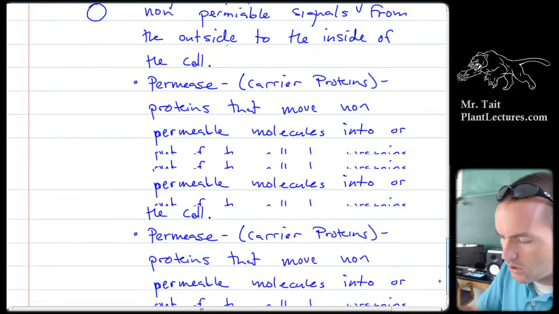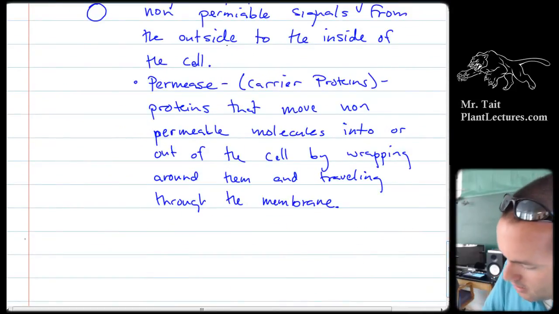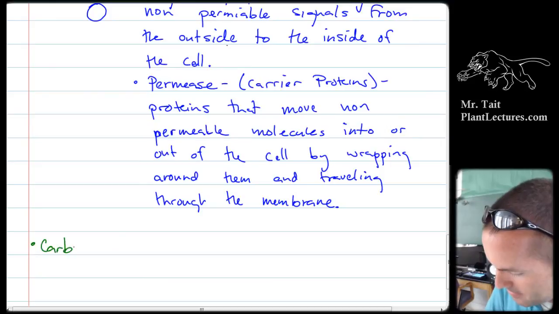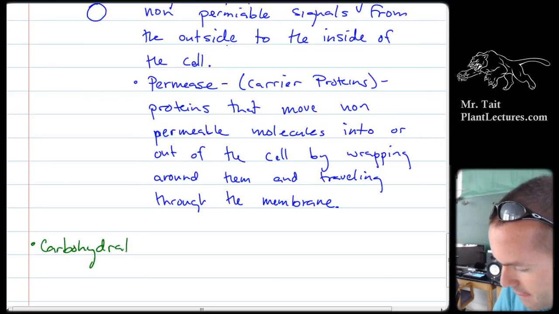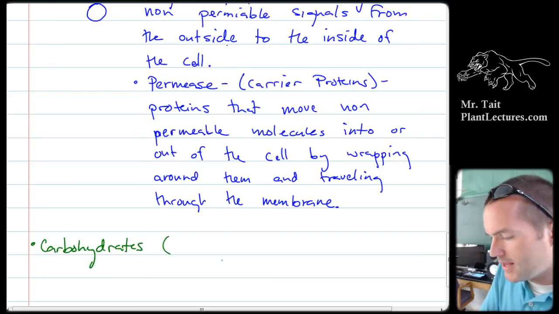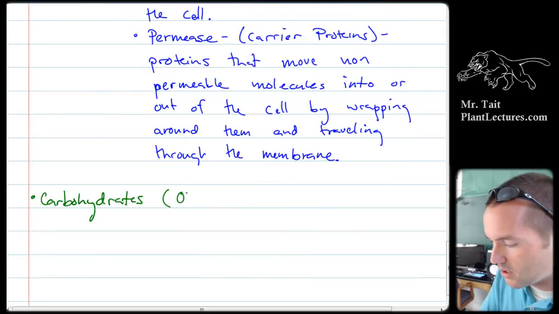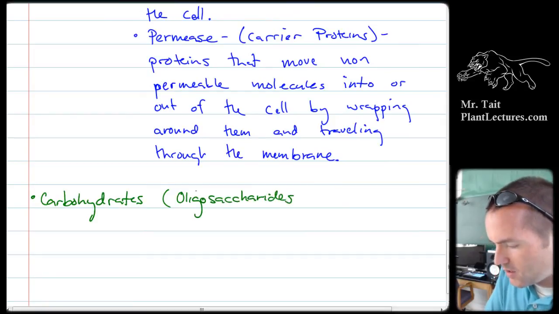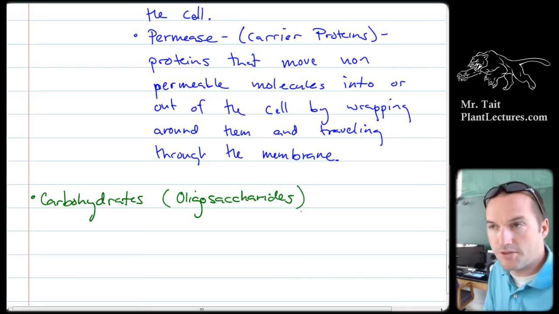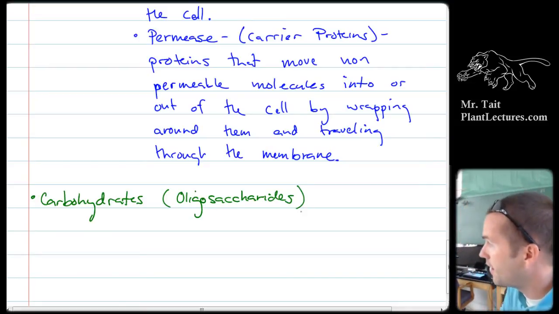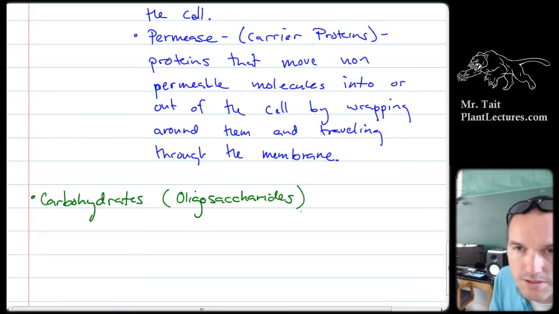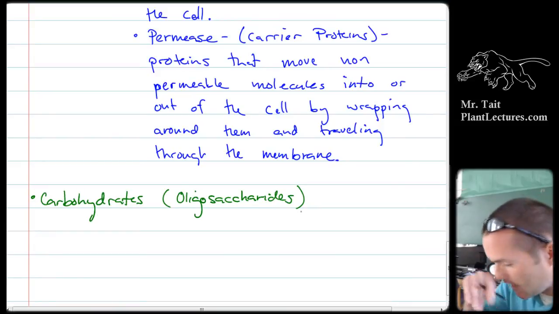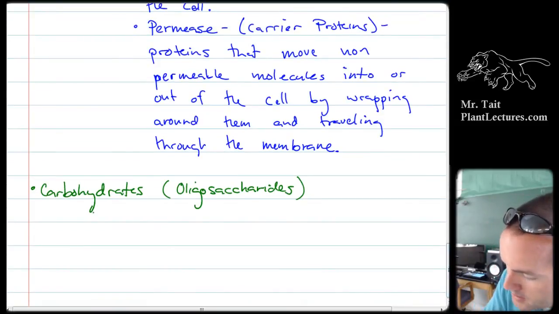All right, so let's talk about the last category then, which are the carbohydrates. You might see these carbohydrates called oligosaccharides. The term saccharide is one that you're familiar with. It just means sugar, right? And the prefix oligo means short. So these are short sugar chains, and they come in two different types.